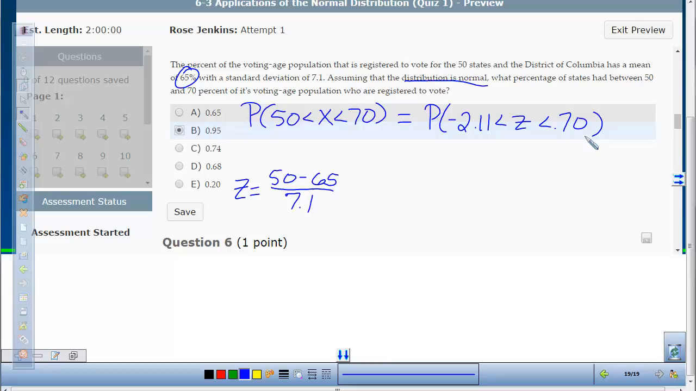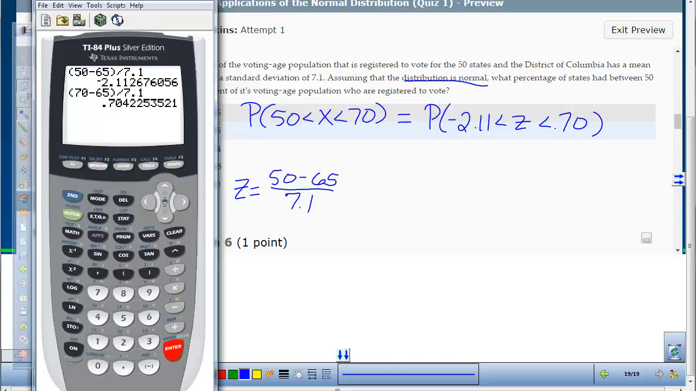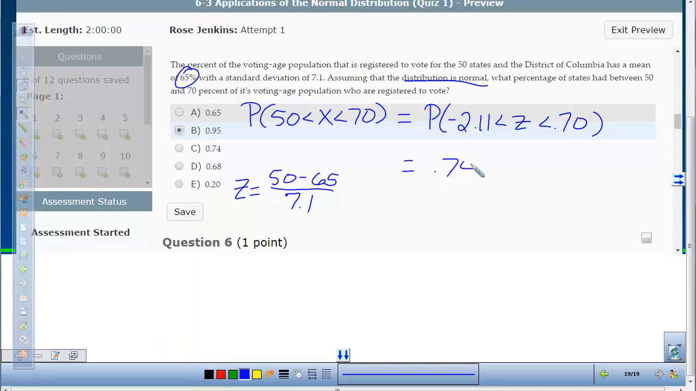We'll go to our calculator and use normal CDF. So second vars, number 2 is normal CDF. My lower bound is negative 2.11, my upper bound is 0.7, and so we get 0.7406, or C.